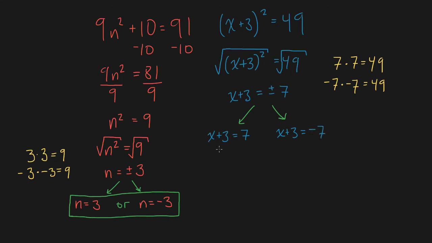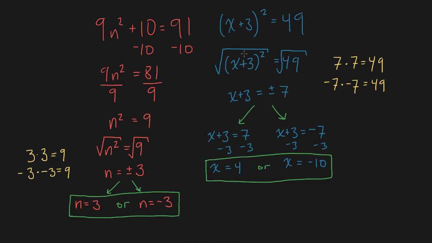So let's solve the equation on the left here first. I'll start by subtracting 3 from both sides, and that leaves me with x is equal to 4. So there's one of my solutions. The solution could also be what I have on the right-hand side here. I'll subtract 3 from both sides, and that leaves me with x is equal to -10. And so this entire thing is my solution. X can be either 4 or it can be -10.